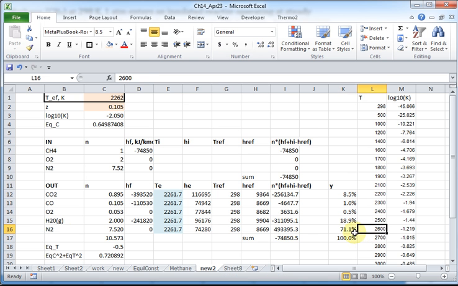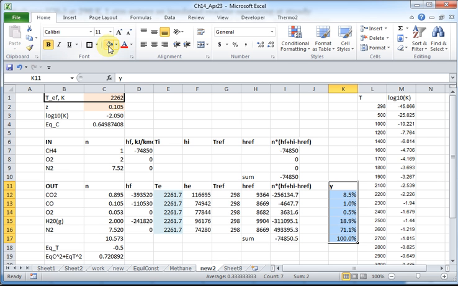So the nitrogen in the product, 71.1% is nitrogen. 18.9% is water. 0.5% is oxygen. About 1% is carbon monoxide, and 8.5% is carbon dioxide. So there's your other part B. True. So that's how you solve this problem in Excel.